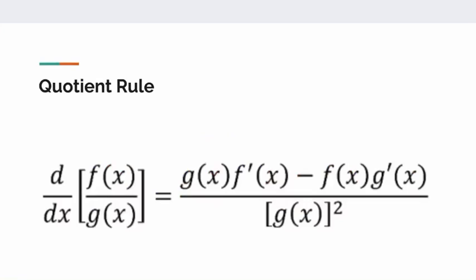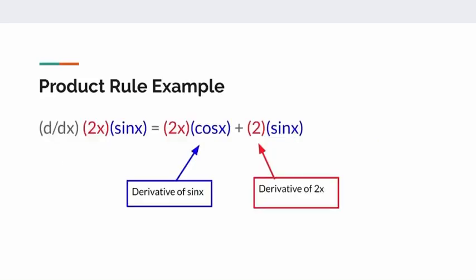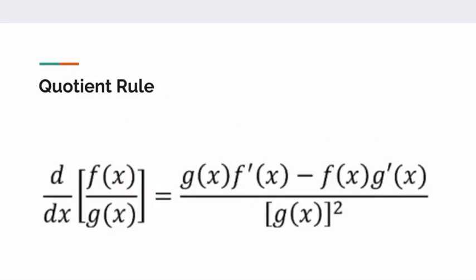Here's the quotient rule. It's g of x times f prime of x minus f of x times g prime of x, over g of x squared. And for this one, it's a little bit more complicated than the product rule, because you have to make sure the order is correct, unlike that one, where it could be either.